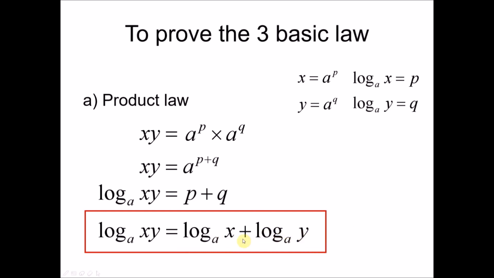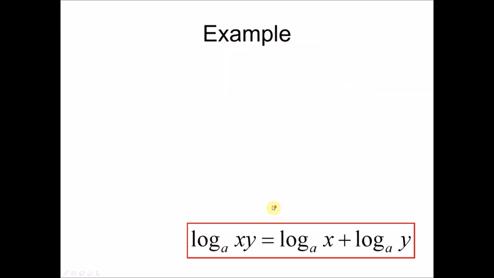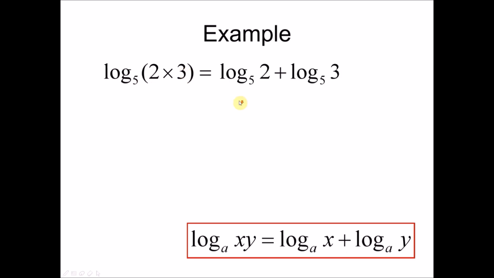A few examples on how to use this product law. Okay, so here we have log base 5 of 2 times 3. So you compare this to this, it's a multiplication of values, so you can use the product law. You can separate 2 and 3 here by using this part, log base a of x plus log base a of y. So this becomes log base 5 of 2 plus log base 5 of 3. So you have this.